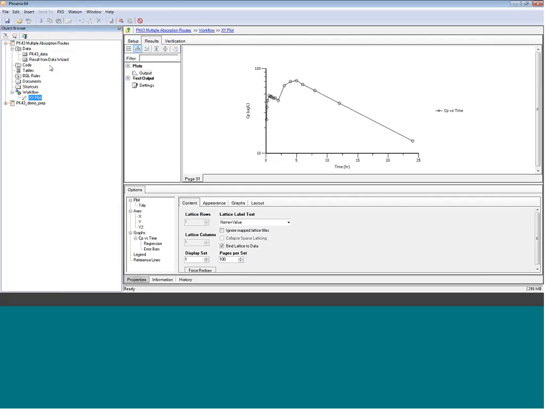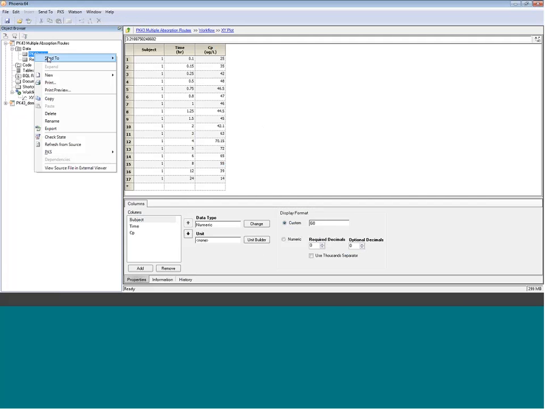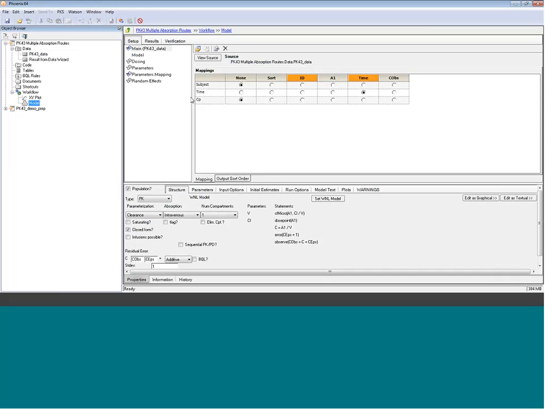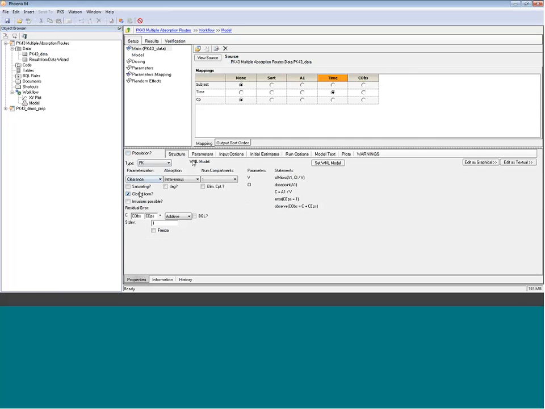So I can certainly start thinking about doing a Phoenix model here. I can go ahead and send the input data to Phoenix modeling and then Phoenix model. And I'll start building the model in the built-in mode. So we'll use the microparameterization with an extravascular absorption. I could check this T-lag option, and that would be if there was one dosing input.